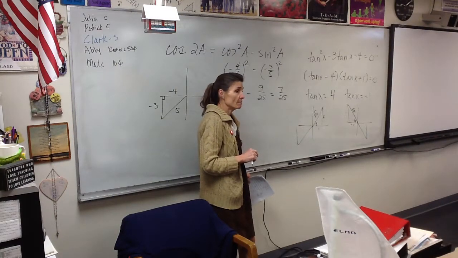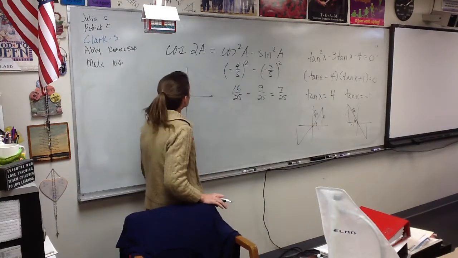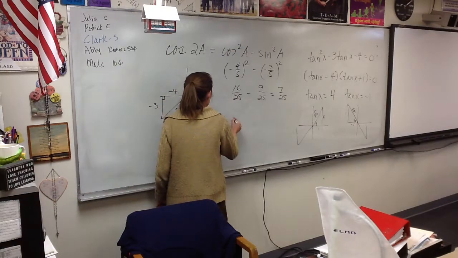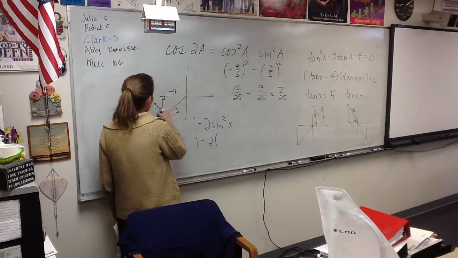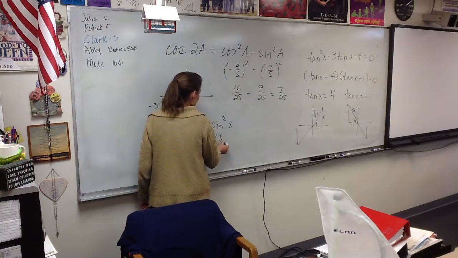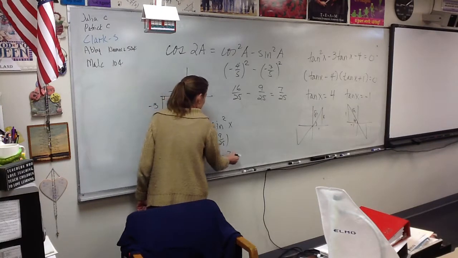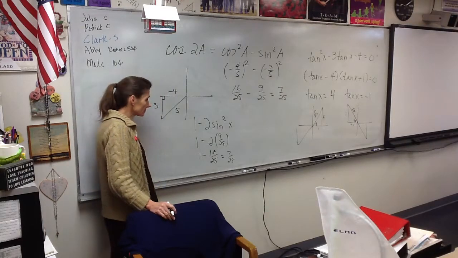Yep, to pi. So back to that one, I did 1 minus 2 sine squared. Do you square the sine or do you just multiply it by 2? So sine squared would be 9/25. Do you just multiply that by 2? So 1 minus 18/25 is 7/25. Okay. Same answer.